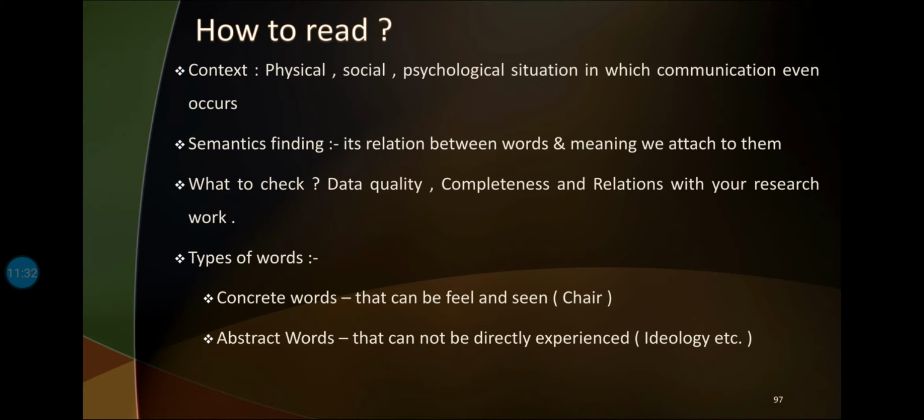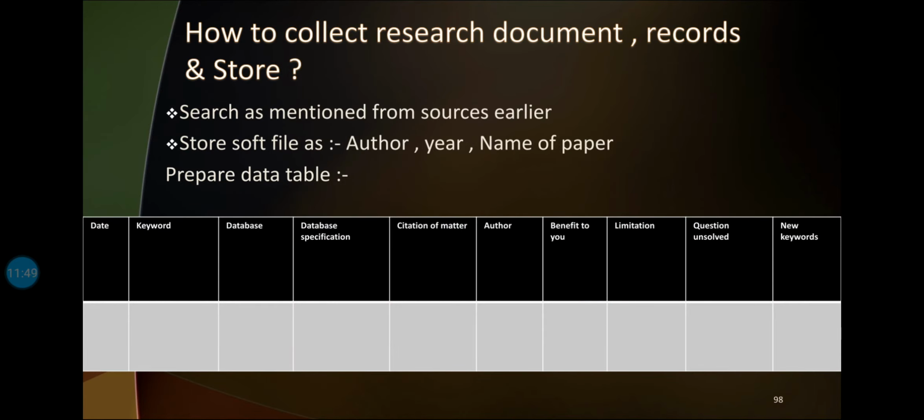Type of words means concrete words and abstract words. Words that can be felt and seen are called concrete words. Abstract words cannot be directly experienced, such as ideological words. Now this is the important part for secondary data collection: how you should prepare the data collection list from the work that you have done.